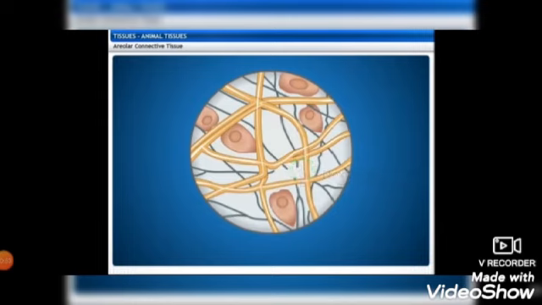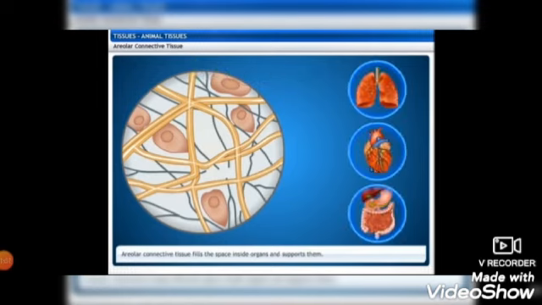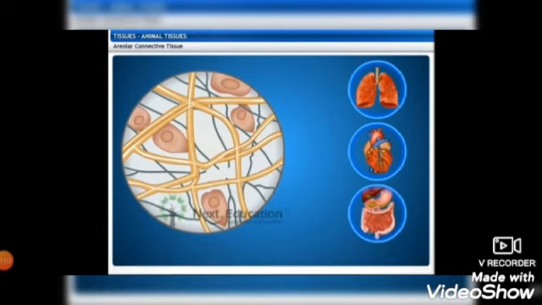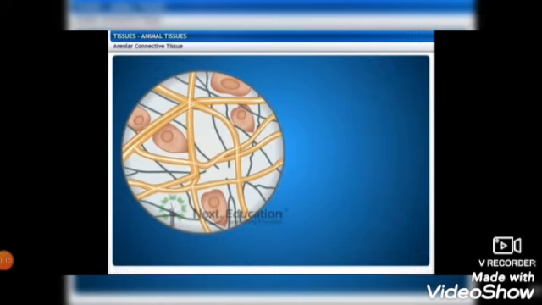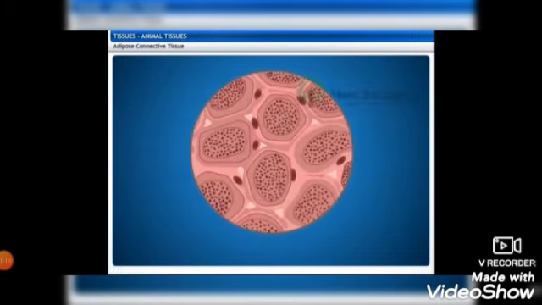Now take a look at this irregular shape. They are areolar connective tissue that fills the space inside the organs and supports them. Such tissues are found in between the skin and muscles and around blood vessels and the nerves. These are also very important connective tissues.